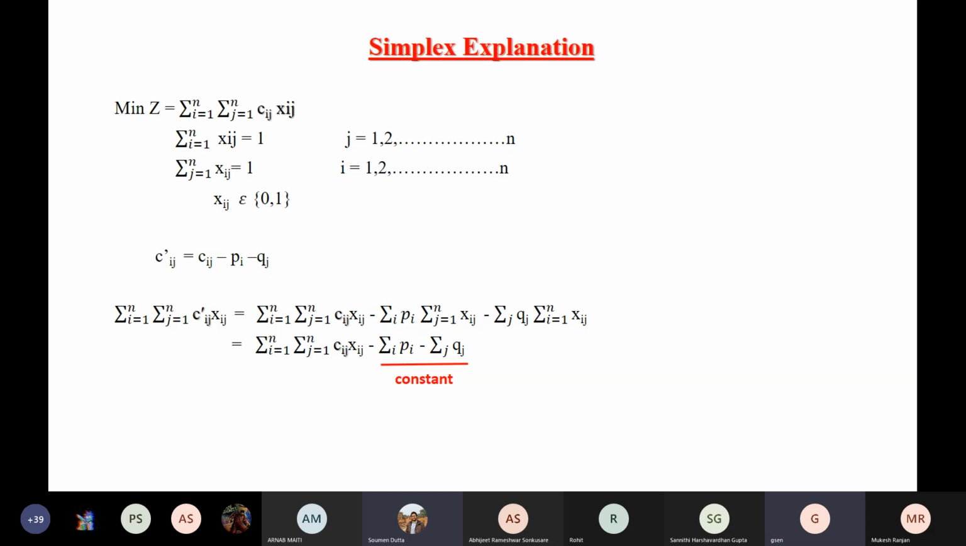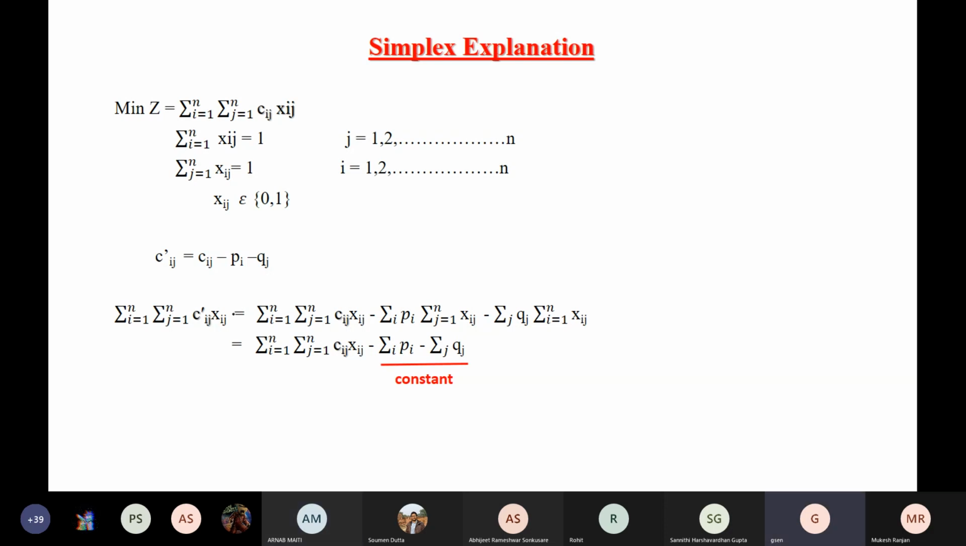Right. Yes, that is exactly the reason. Everybody has understood this explanation.